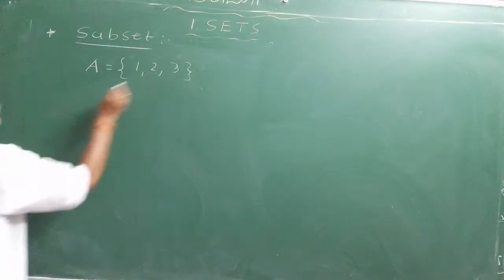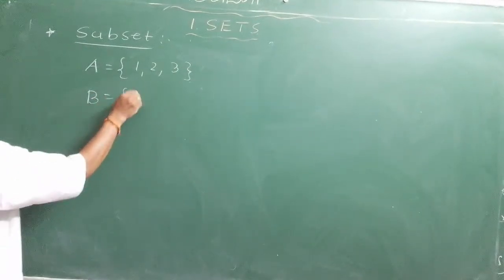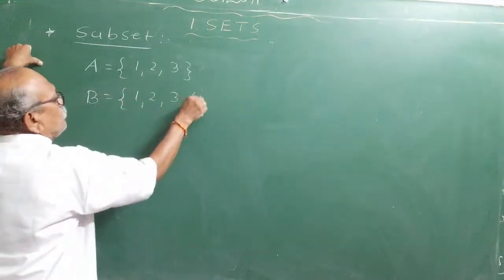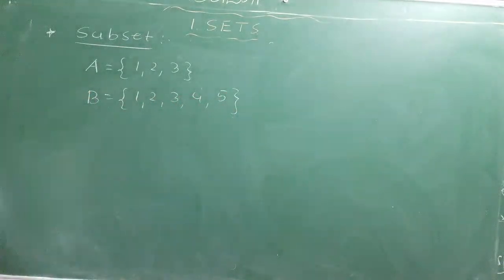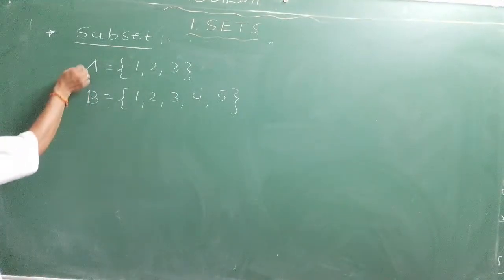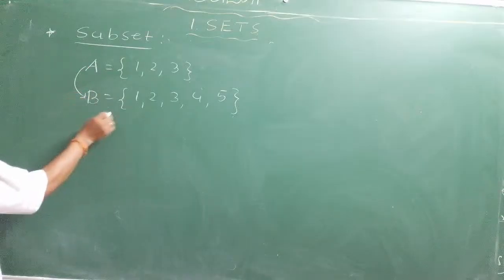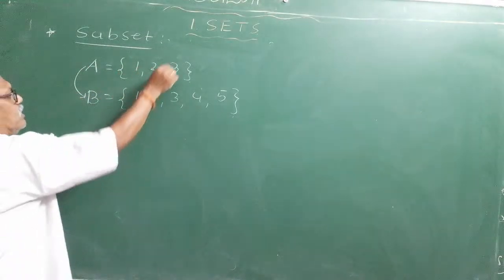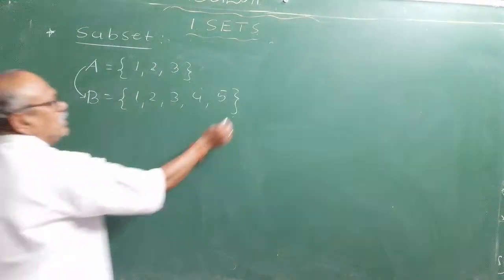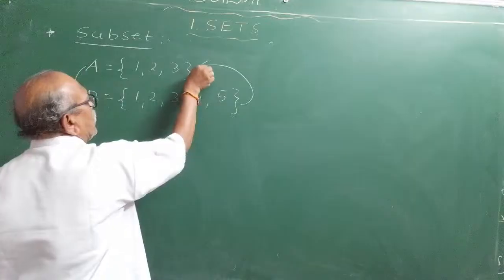That is a subset. What is a subset? We will try to understand. I will take a set now. A is a set containing elements 1, 2, 3. B is a set containing elements 1, 2, 3, 4, 5. Observe. What is your observation? Your observation is that all elements of A are present in B. Observe, 1 is there, 2 is there, 3 is there. But do you think all elements of B are present in A?